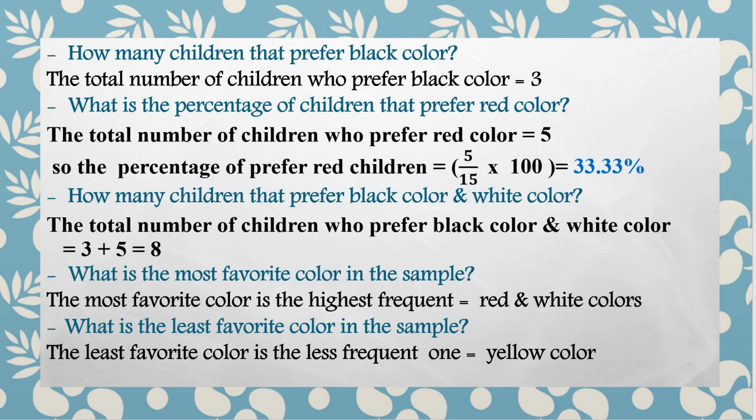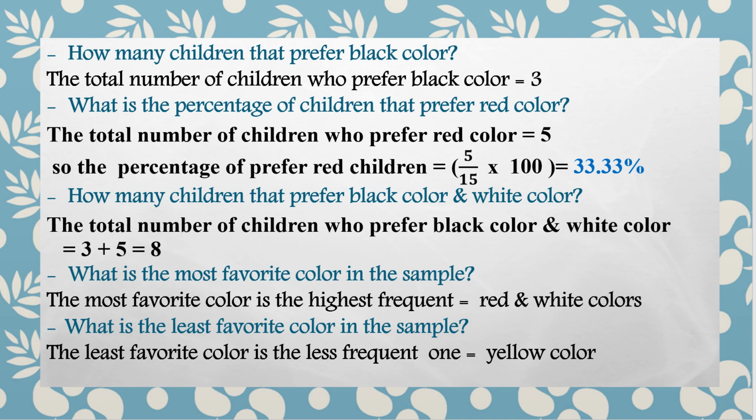Question 3, how many children prefer black color? From the frequency table, we can see that black color is repeated 3 times. So the number of children who prefer black color equals 3.